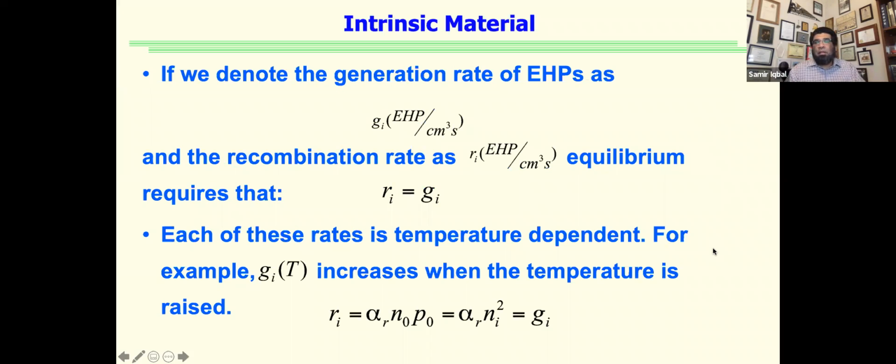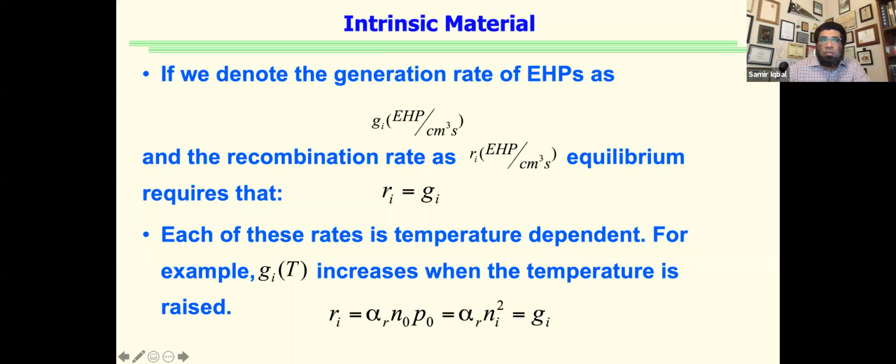But when we talk about it, there's a couple of things we say. We say there is a rate of generation for EHP, we say it's GI. And there is a rate of recombination because those electrons are jumping back to the valence band as well. We call it RI. So at equilibrium, RI is equal to GI. As many are generated, the same number are recombining, right? But they both have dependence on temperature, so we can write them as GI sub T and RI sub T. When the temperature increases, RI and GI both go up.